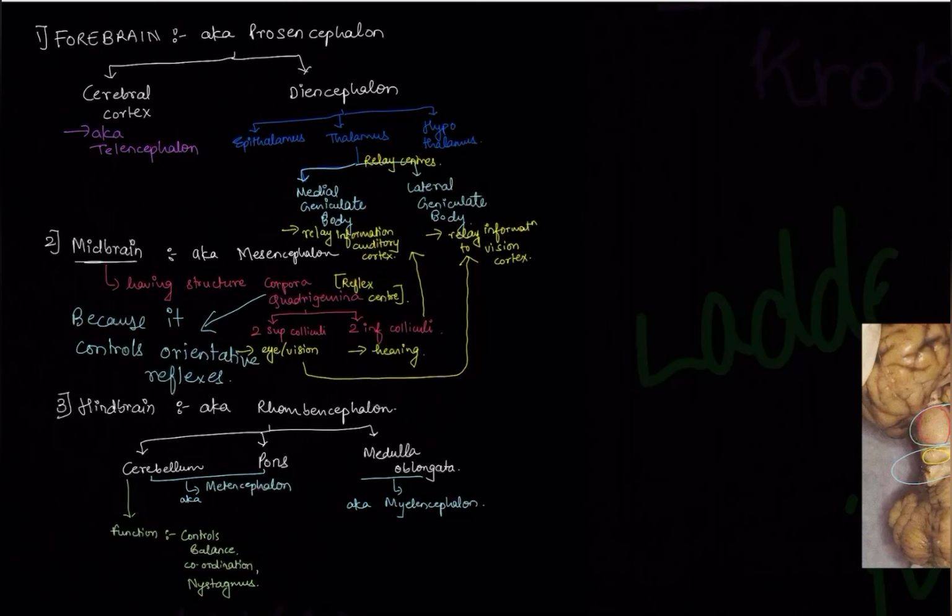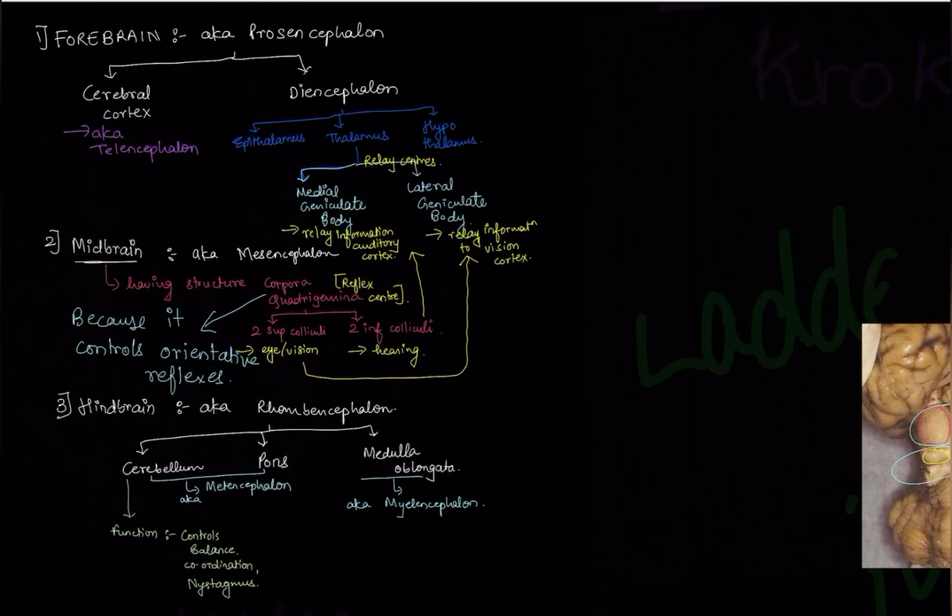Now this thalamus consists of two relay centers. That is, it will take the information from the midbrain and then pass it to the respective cortexes. The medial geniculate body will take the information from the two inferior colliculi, which are present in the midbrain, and will then relay the information to the auditory cortex. The lateral geniculate body will relay the information from the two superior colliculi to the vision cortex.